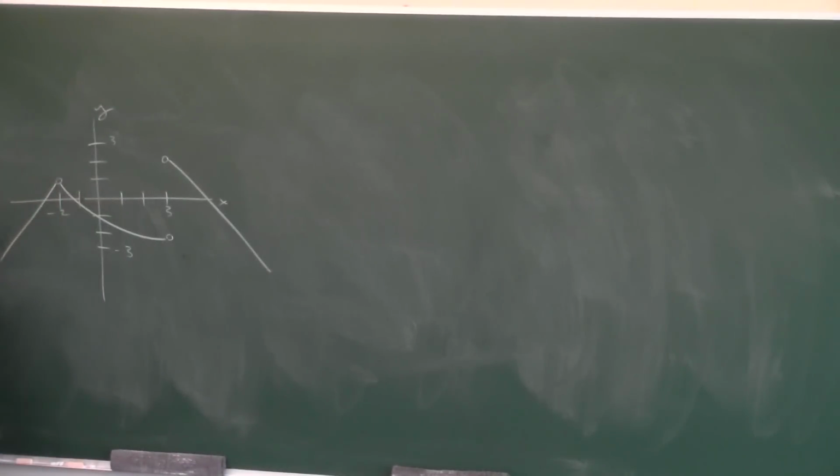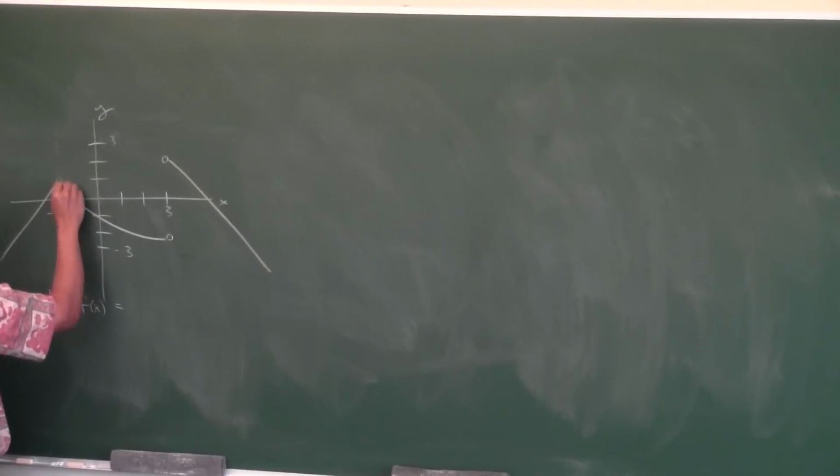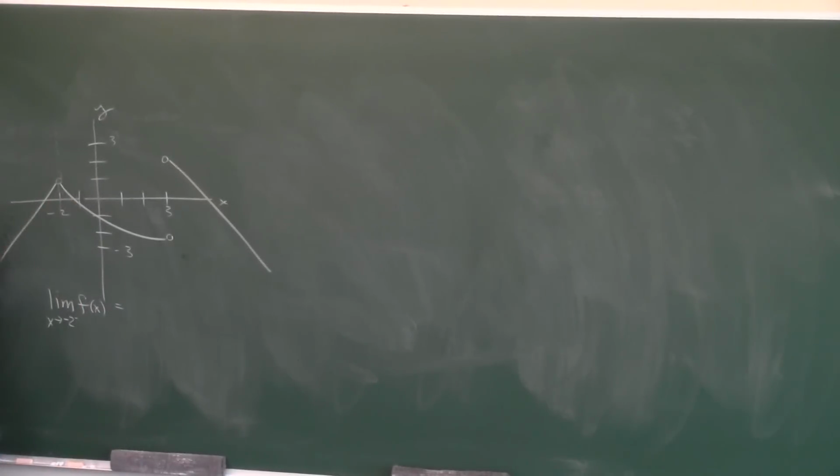Okay, here is a piecewise function. What if I ask you this question? What is the limit of this function as x approaches negative 2 from the left side? Okay, here's x equals negative 2 right here, coming from the left, like here.